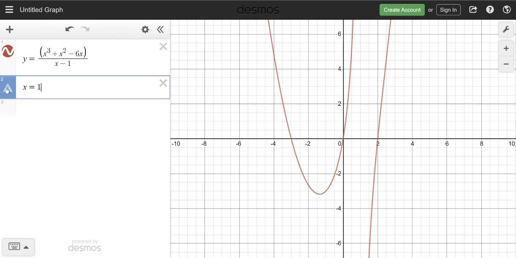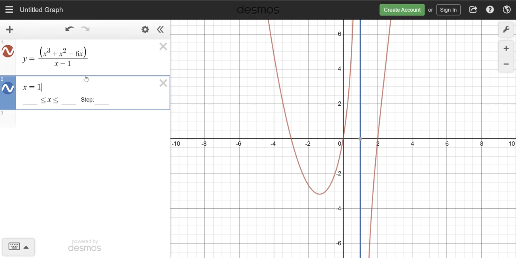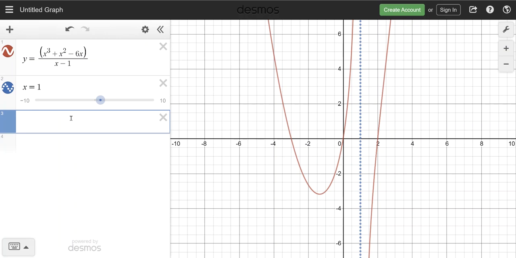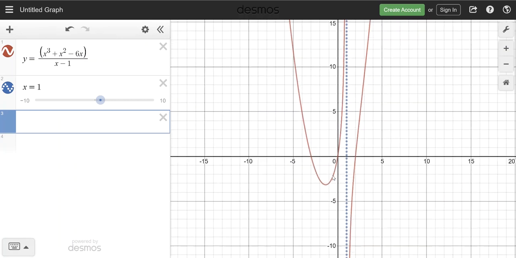X equals 1. And just to make it a little more exciting, let's make it a dotted line so that we can see it easier. Like that. That also distinguishes it from the rest of our graph. So here we go. Let us now zoom out a little bit so we can see it better.